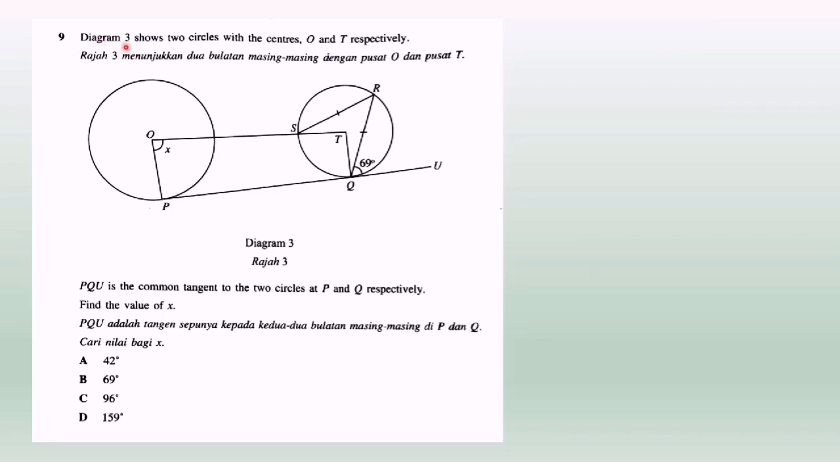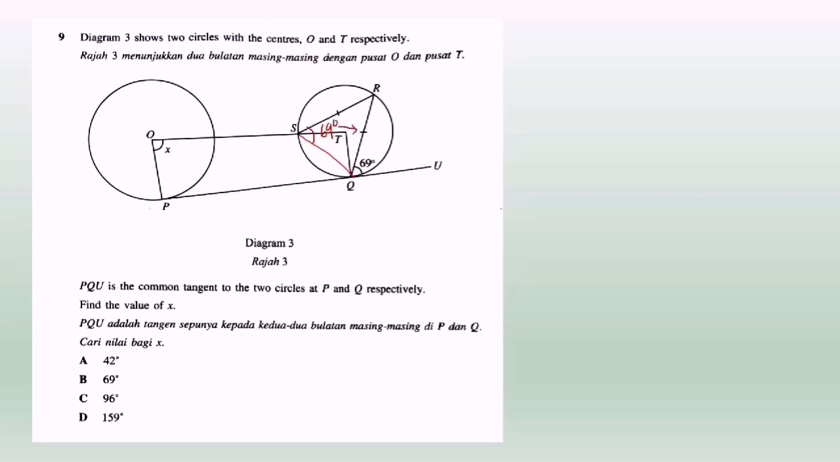Question number 9. Diagram 3 shows two circles with the centers O and T respectively. PQU is the common tangent to the two circles at P and Q respectively. Find the value of S. To answer this question, you need to draw a line from S to Q. The angles QSR and RQU are angles in the alternate segment. Okay, this means this angle is equal to 69.